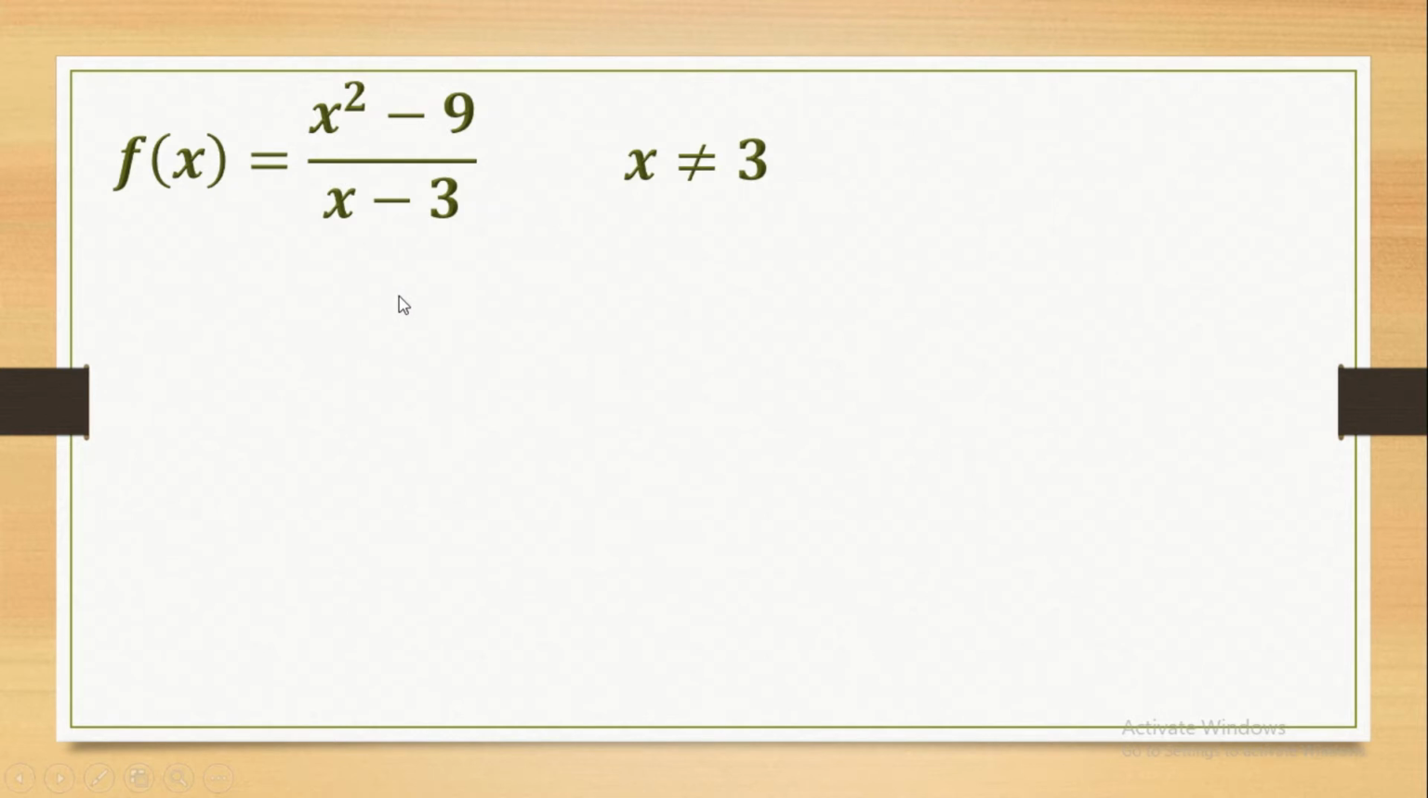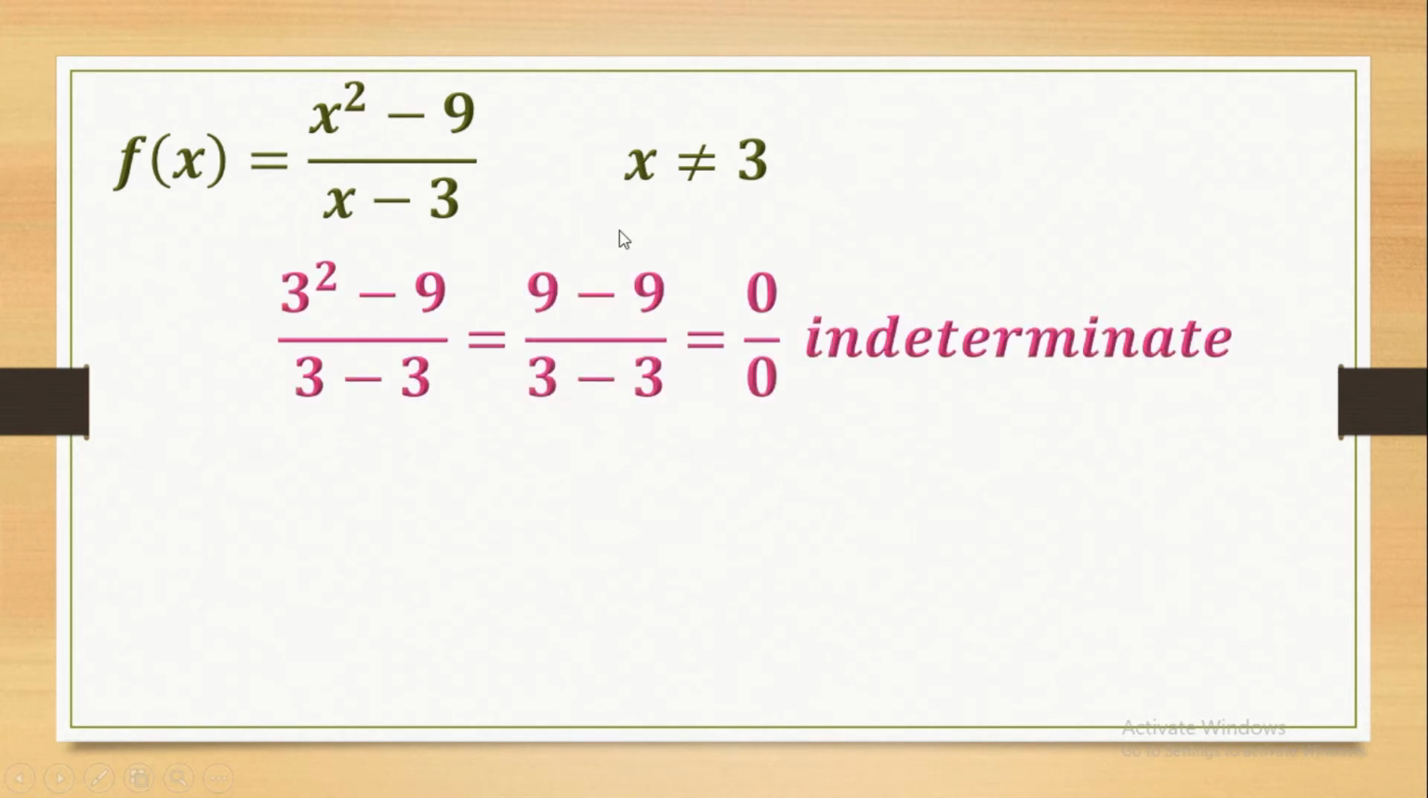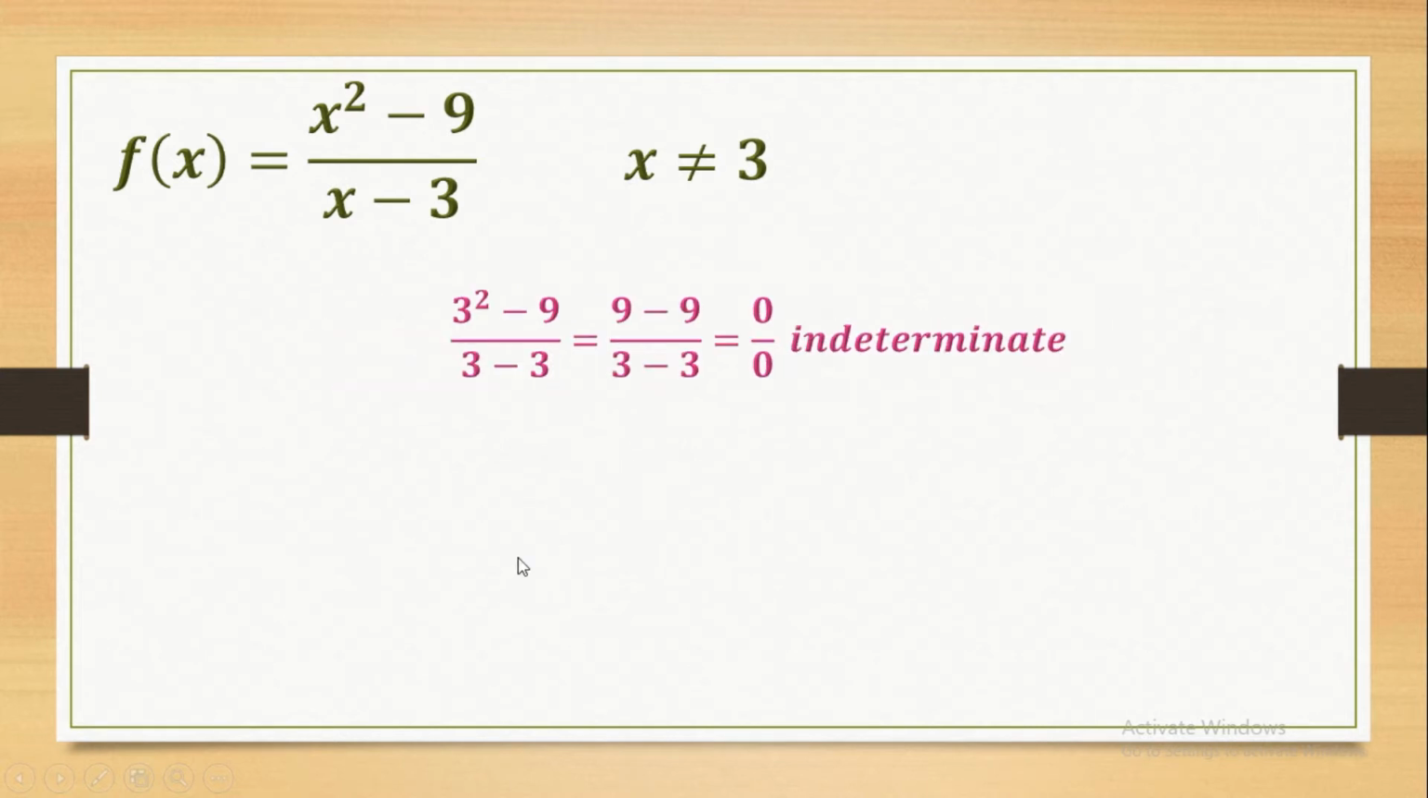If we think about it logically, we cannot divide by 0. But if you know something, for x equals 3, x squared is 3 squared, which is 9. 9 minus 9 over 3 minus 3 is 0 over 0, indeterminate. We cannot calculate 0 divided by 0. Well, what should be the limit of f of x in this case at the value x equals 3?